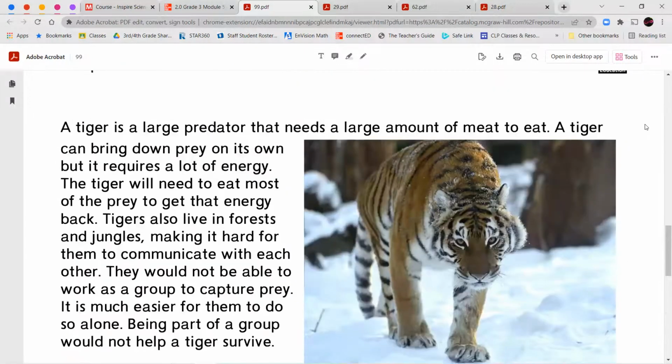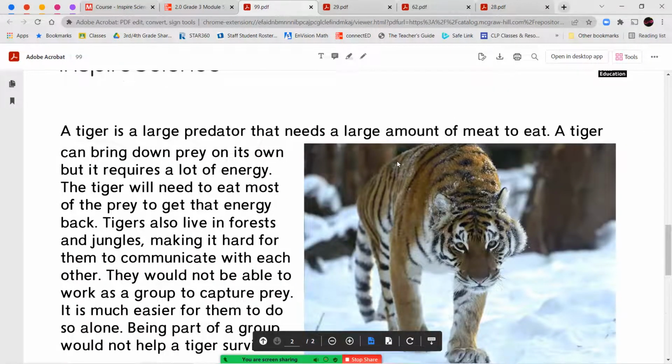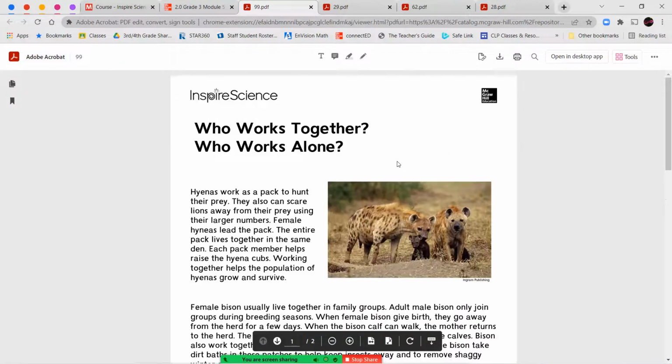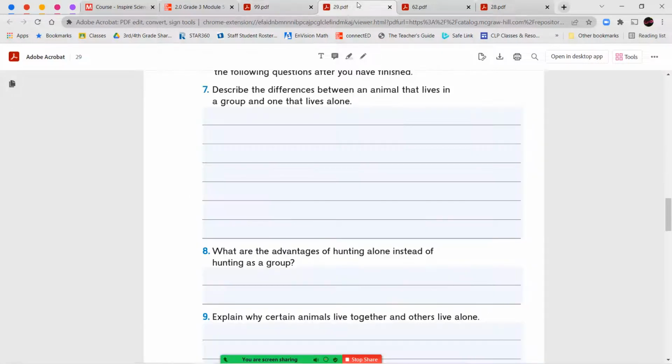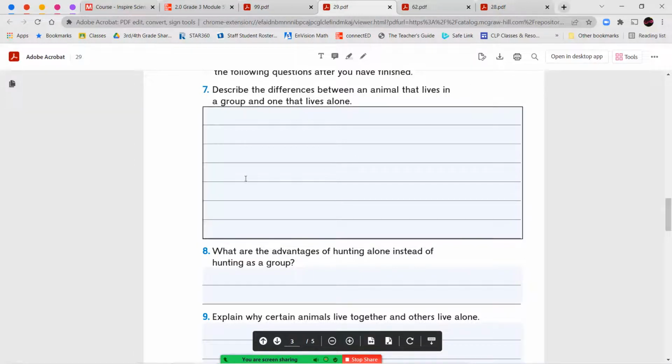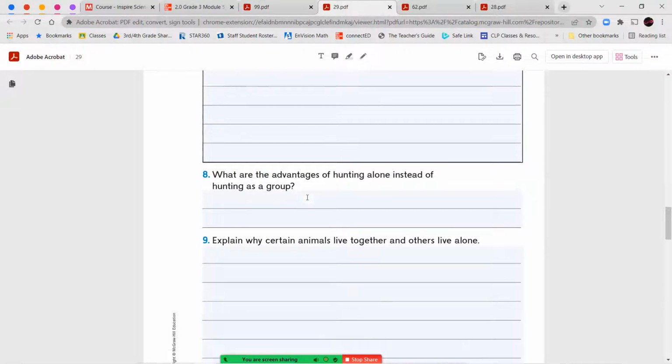So that takes us to the end of our handout here. And this is going to be available for you guys to read on your own as well. I'm going to answer these questions. Describe the differences between animals that live in a group and ones that live alone. So give me details about each one. You have plenty of lines here to make sure you add lots of details to your answer.